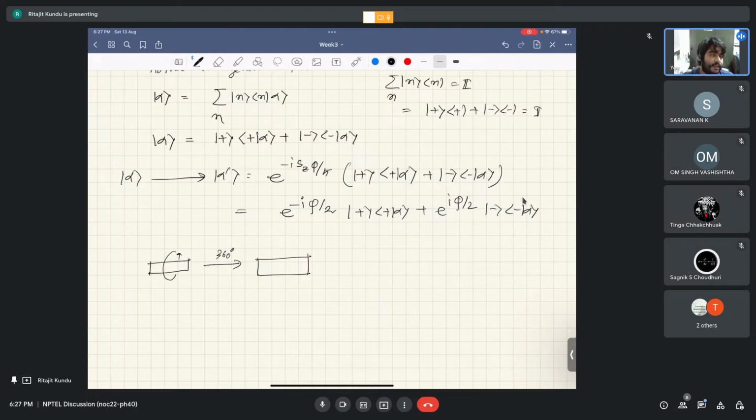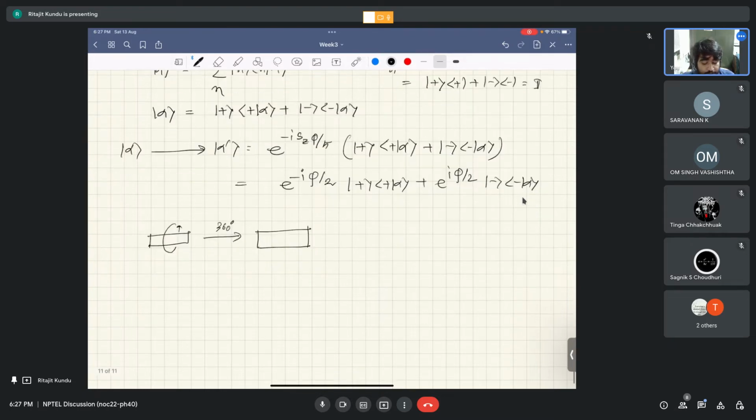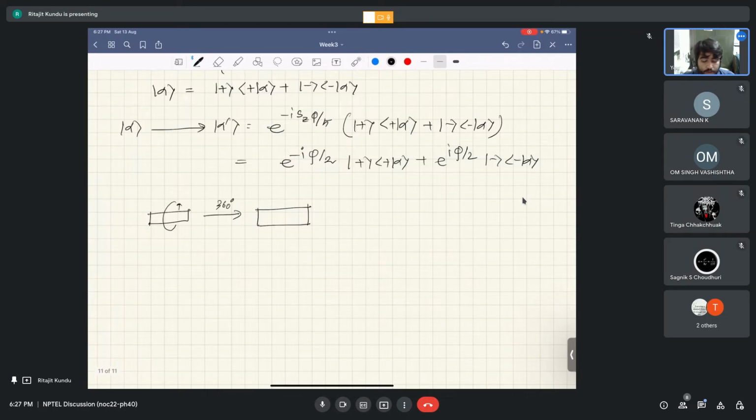This is the normal thinking. Okay, but here this is not true anymore. Because of this phi by 2s and phi by 2, we see that upon doing a 360 degree rotation, it doesn't come back to itself. So let's just do that.